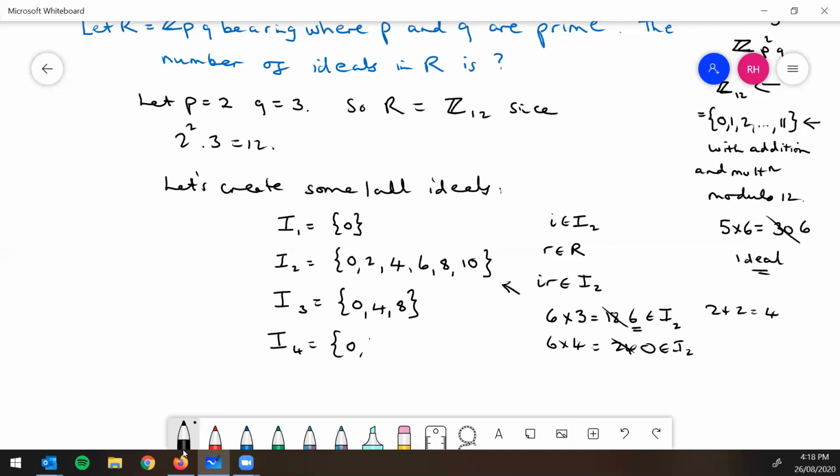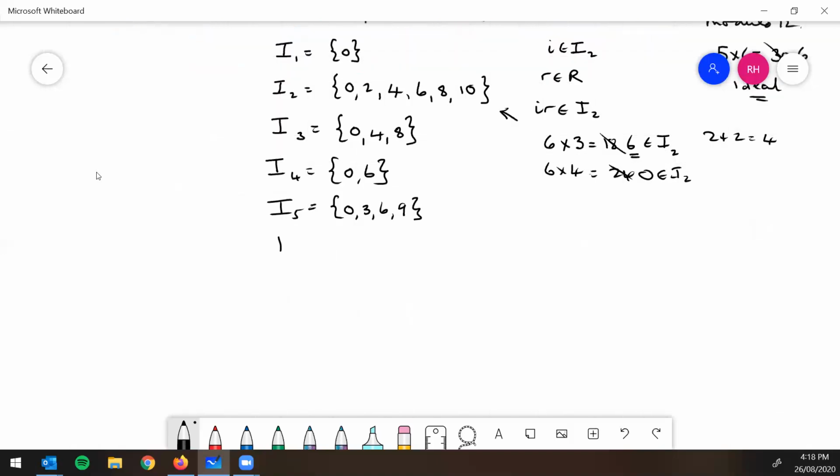0, 6 is an ideal. Then I5, sorry, not 0, 5. I5. Let's do the same thing with 3. 3, 6, 9. That looks like it'd be an ideal. And then the final one is I6, which I'll call 0. Say we start with 1, 2, 3. This is just the ring itself. This is Z12. You probably know that the ring is actually an ideal in itself.